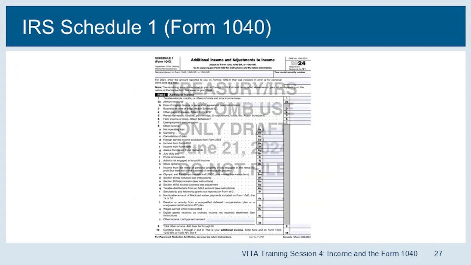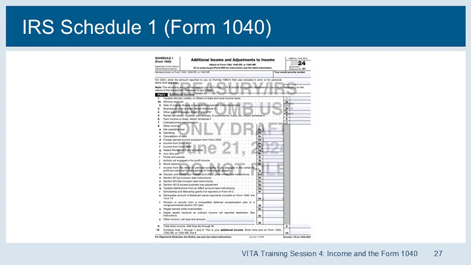Line 8, Other Income, from Schedule 1, Line 10. Other income is located on Schedule 1, Part 1, Additional Income. Line 1 is where the taxable state refund will appear. Your taxpayer will receive Form 1099-G with the amount of last year's refund. If your taxpayer used the standard deduction or took the general sales tax deduction when itemizing, then their refund is not taxable. Line 2A is alimony received.